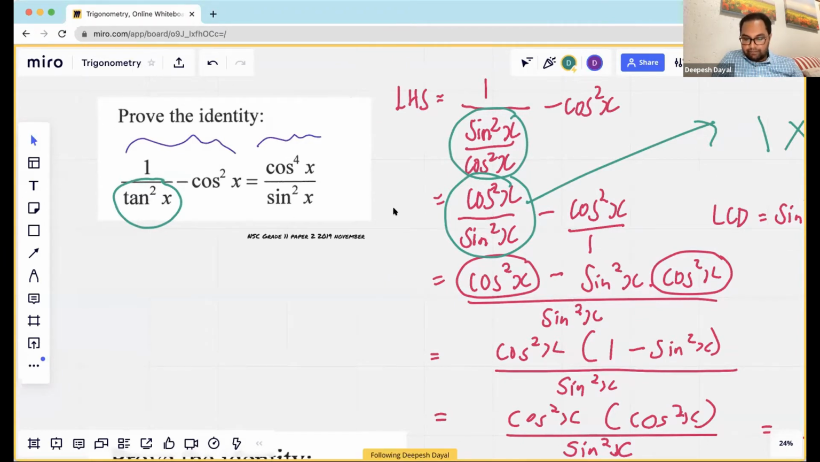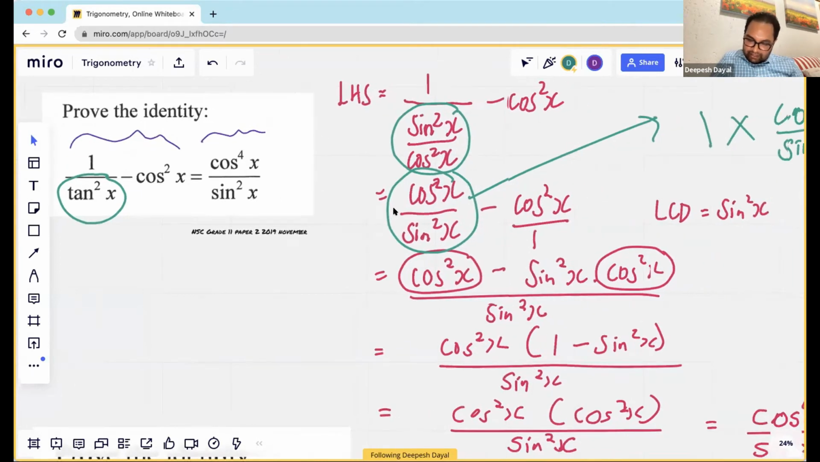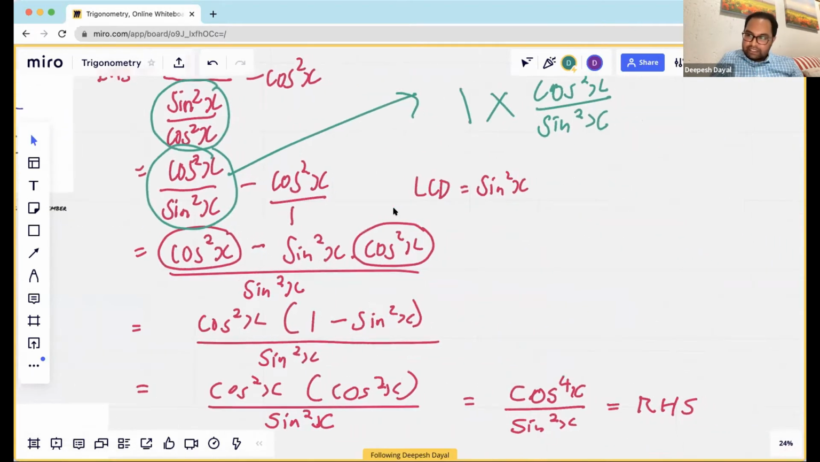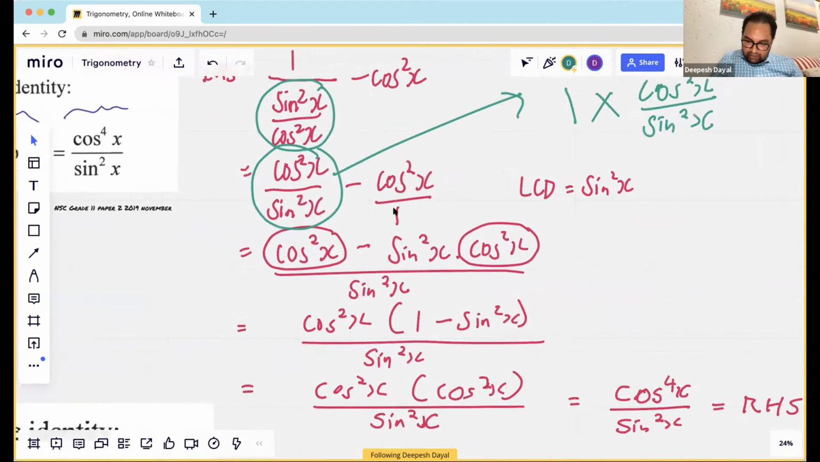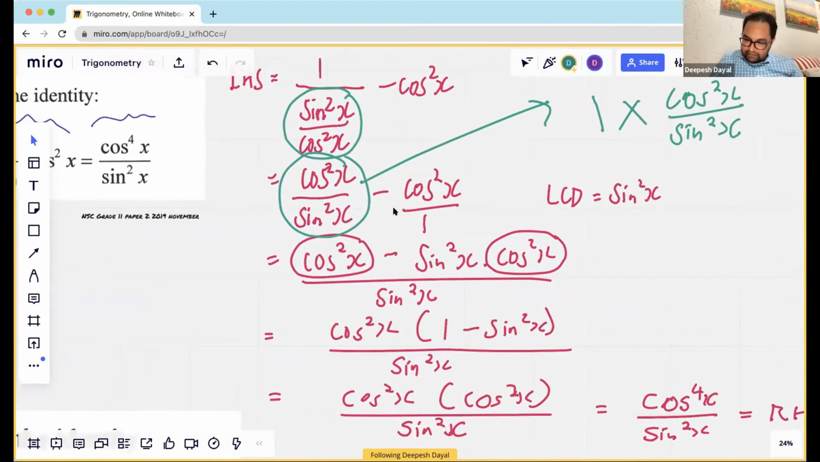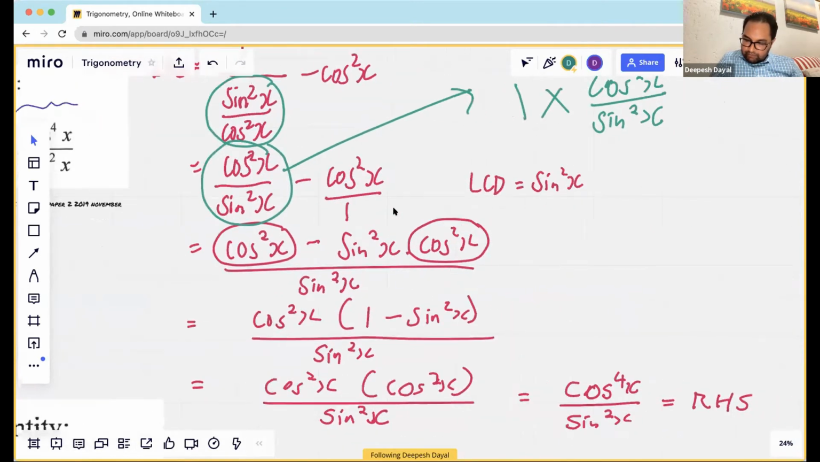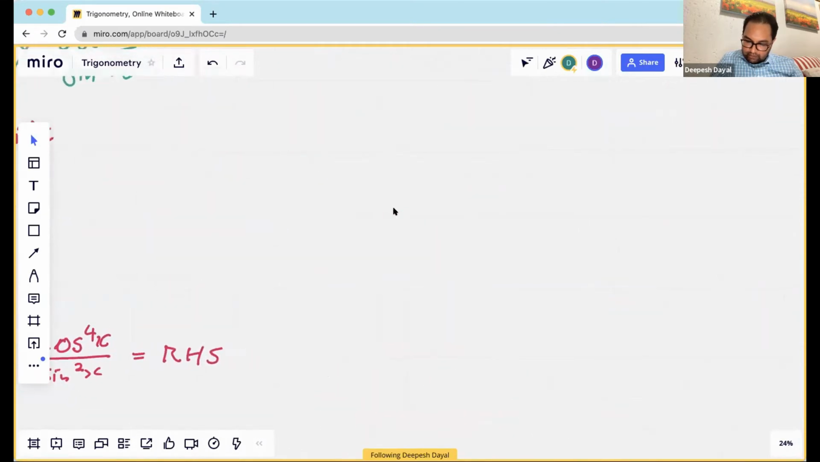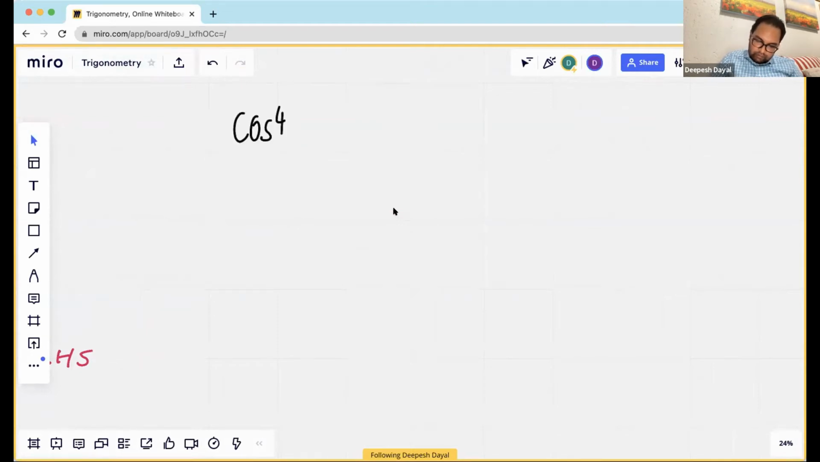Oh, you're asking me. Yes. So let's do the right-hand side. I'm going to write it here. What is it? Cos 4 over sine squared. I mustn't forget this now. So it's cos 4 over sine squared, right? Let me just move my board. Okay, let's do this. So we've got your cos 4 over sine squared x, right?